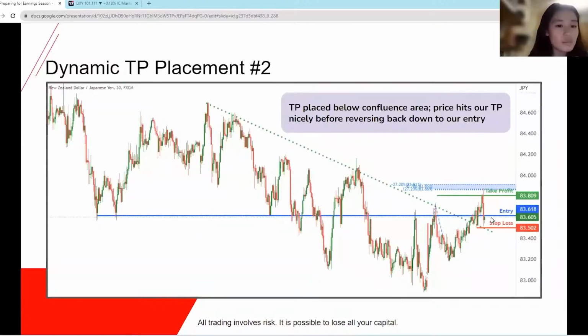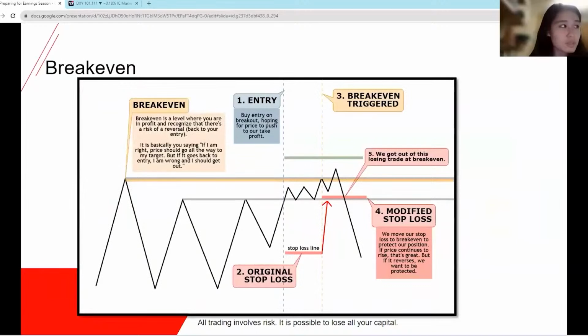Okay, so that's just one example of a risk management strategy. The next example we're going to be talking about is break even. Just really quickly, because this is not a risk management webinar, we're just giving you some examples of how you can implement this into your trading strategy for earnings season as well. Break even is a level where you are in profit and recognize that there's a risk of a reversal back to your entry. So it's basically you saying, if I'm right, price should go all the way to my target, but if it goes back to entry and you are wrong, then you should get out.